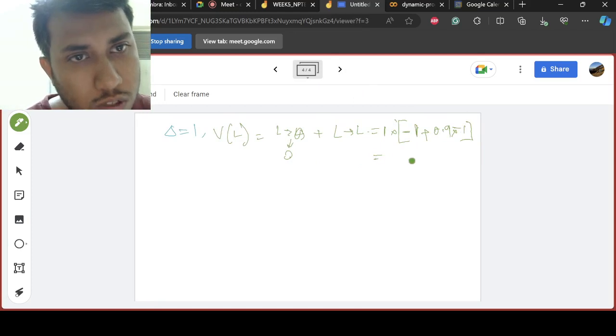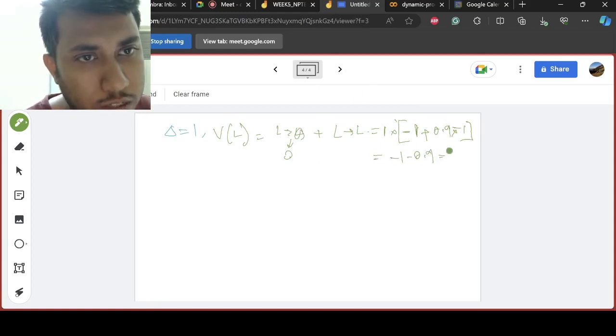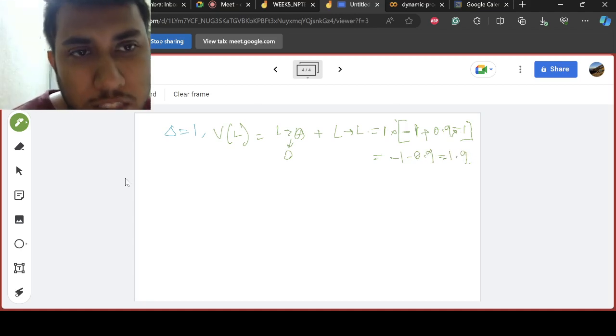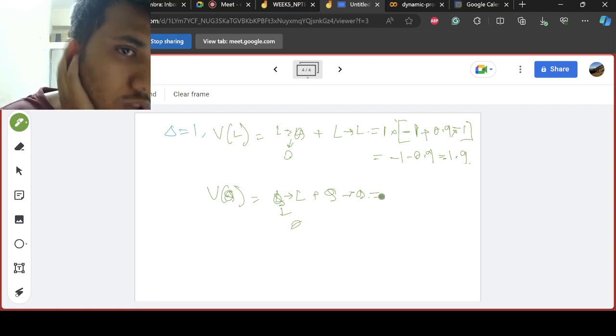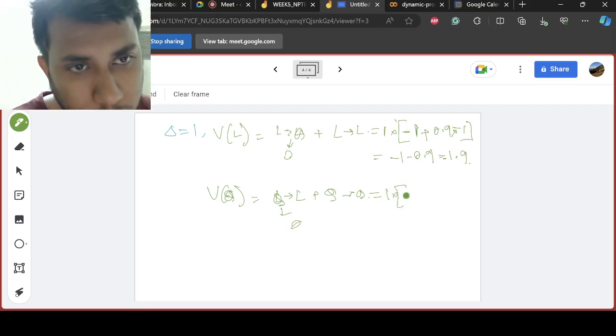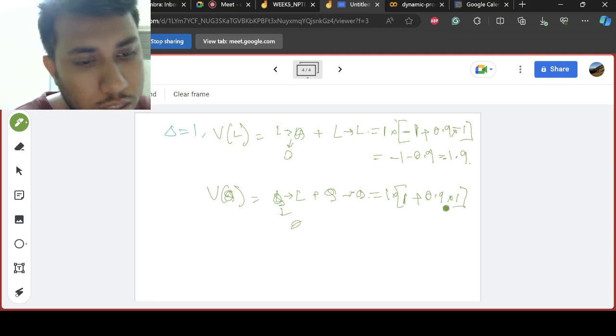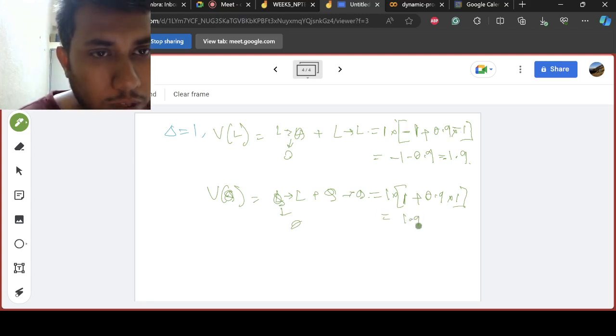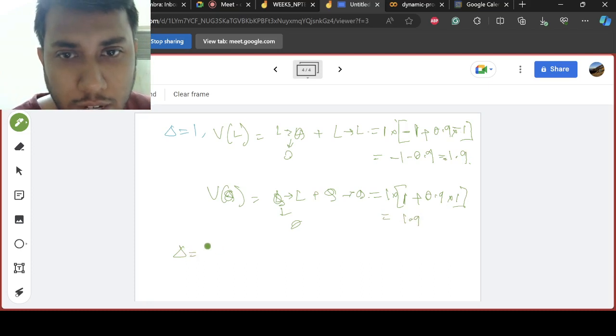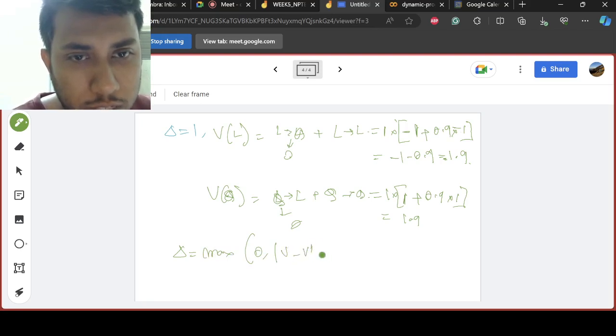Minus 1 minus 0.9 is equal to minus 1.9, right? Similarly, V of Q will be the transition from Q to L plus Q to Q. Q to L, there is no transition for the current policy, so it will be 0. Q to Q will be calculated as 1 into how much? The reward is plus 1 plus 0.9 into 1, right? So it will be 1.9.